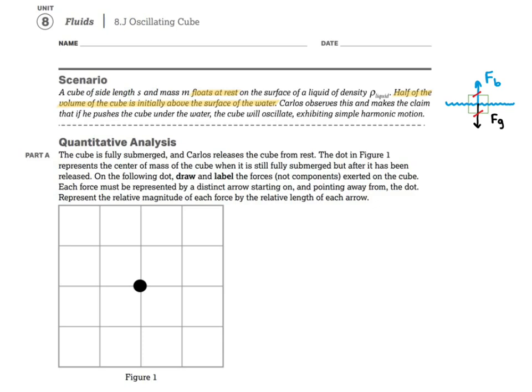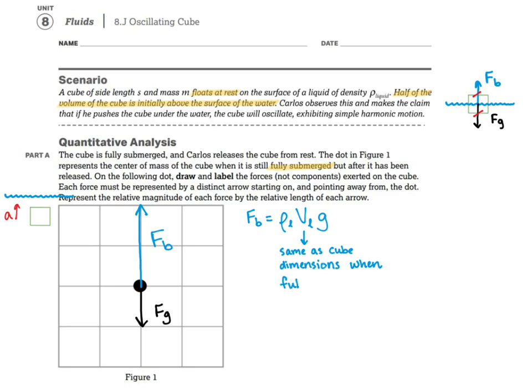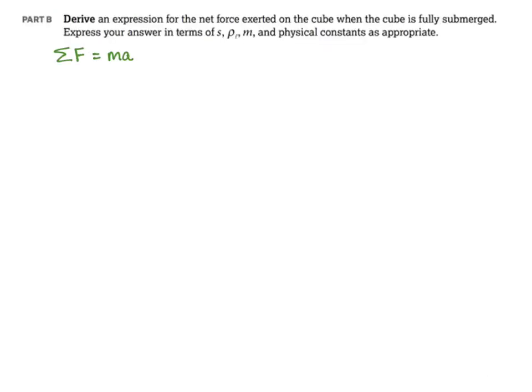In part A, Carlos has fully submerged the cube, and then he lets it go. Because our buoyant force is related to the volume of the fluid displaced, if the equilibrium case is when half of the cube's volume is displacing liquid, then if we fully displace the liquid in the shape of a cube, the buoyant force is going to be larger, which means this cube is going to accelerate upwards.